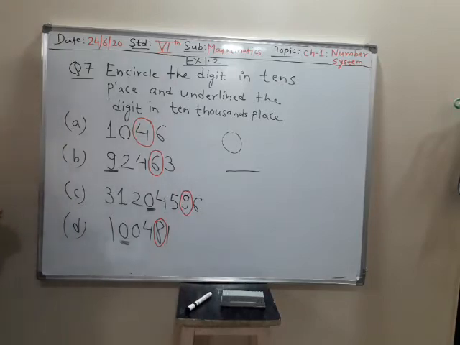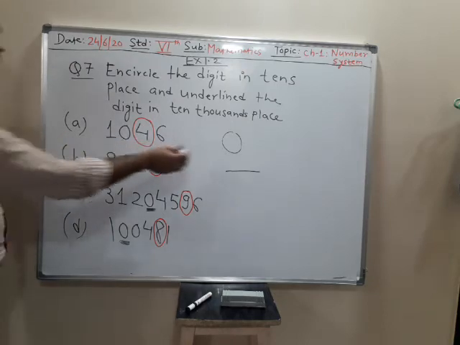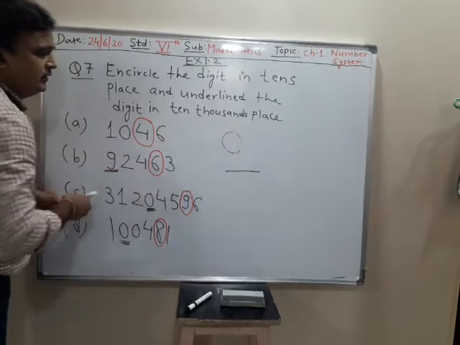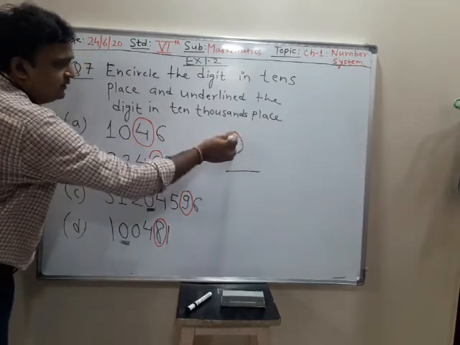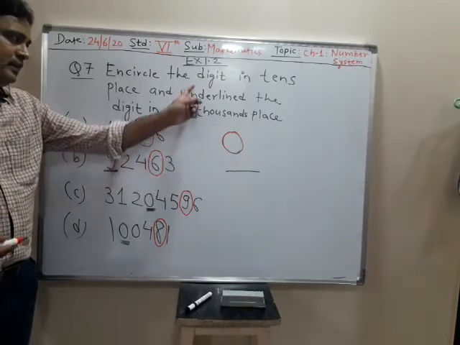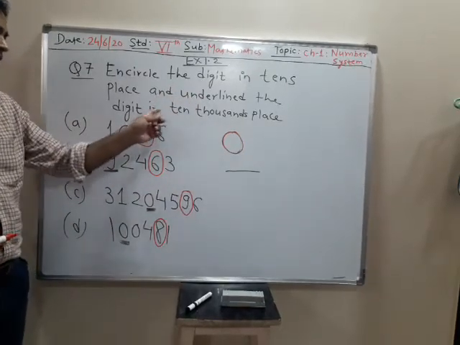So question number 7: encircle the digit in tens place. Encircle means we have to make a circle around that digit. You have to make a circle around that digit. This is called encircle. The digit in tens place, and underline the digit in 10,000 place.